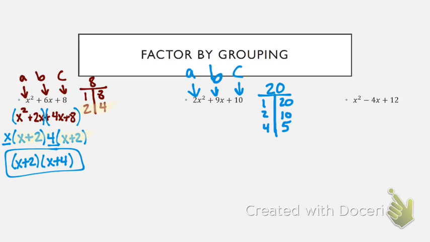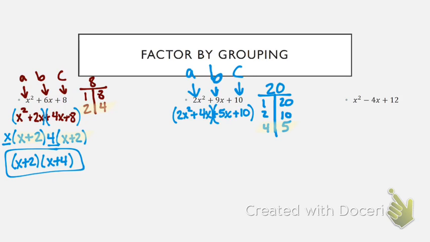Now again, I need to choose factors from my factor tree that add to b. In this case, my b value is 9, so I need to choose values from my factor tree that add to 9. So if I look, hopefully we know that 4 plus 5 is 9. So I'm not going to write 9x anymore. I'm going to write 4x plus 5x, because those are the factors that I chose. And then I'm going to group the first two and group the second two.